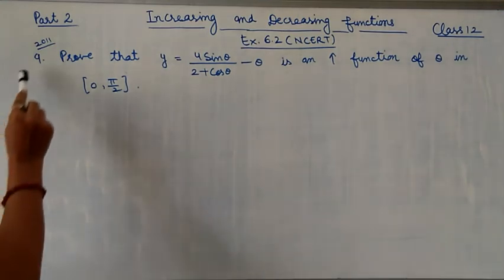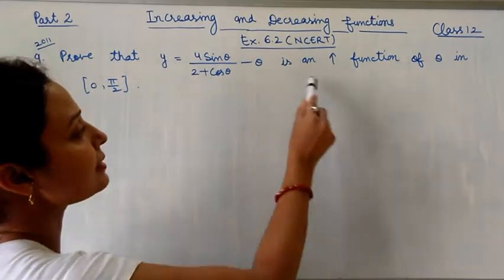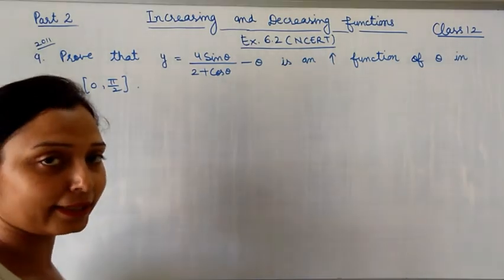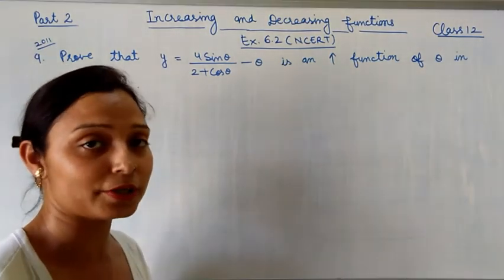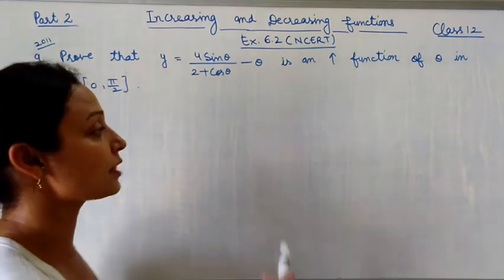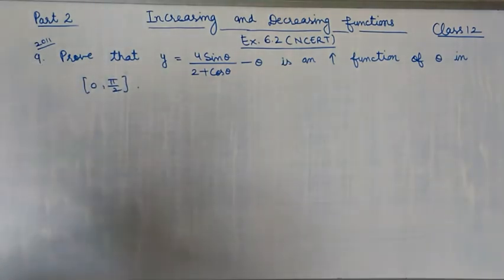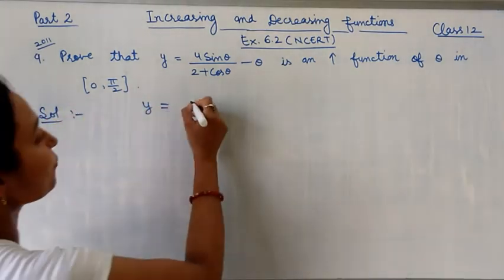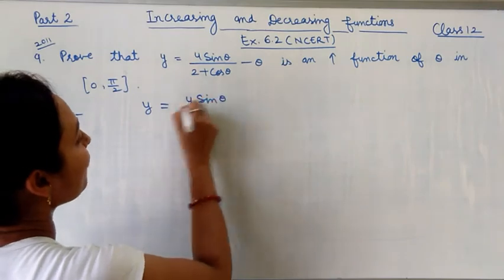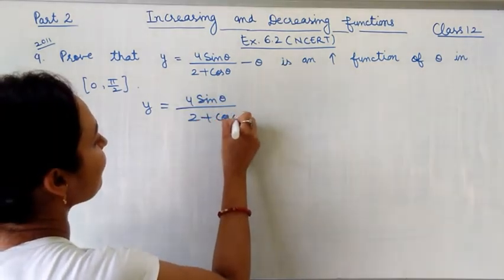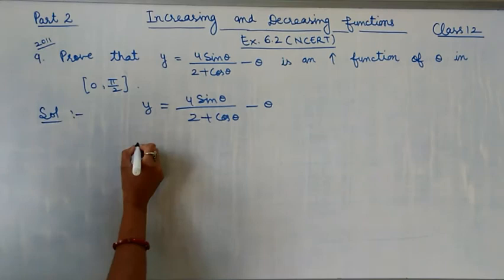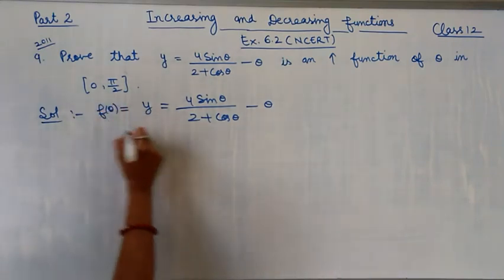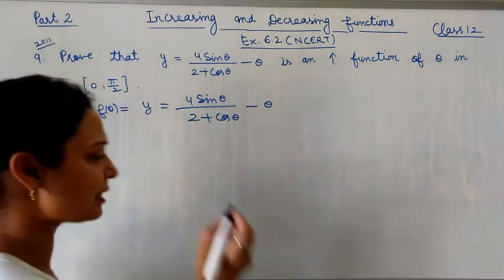Our next question is question number 9. Prove that y is an increasing function of theta in this interval. First of all, we have to find the derivative, simplify, and then check in this interval whether it is increasing or not. So I will solve by taking y equals 4 sin theta upon 2 plus cos theta minus theta, right? I will take it as f of theta because the function is in the form of theta.